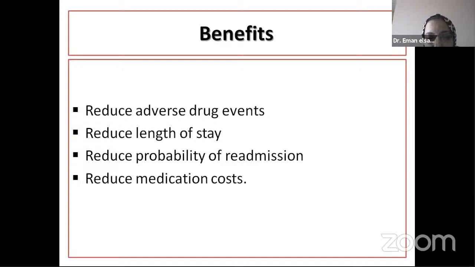Anything different from the hospital criteria or your role, you should contact the physician or pharmacist or nurses, whatever. I hope today's session is good for you. You can follow up what we discussed and implement in your daily work.